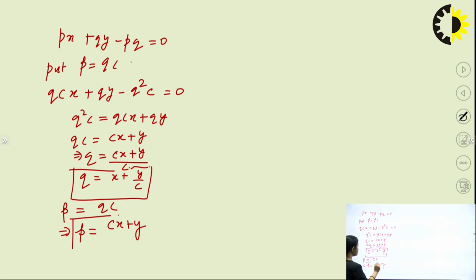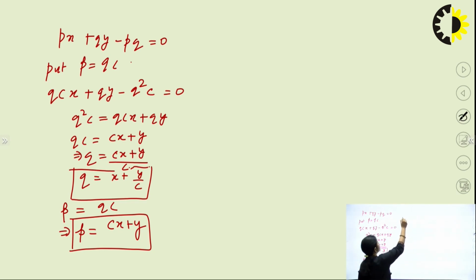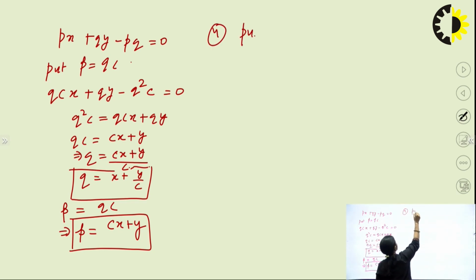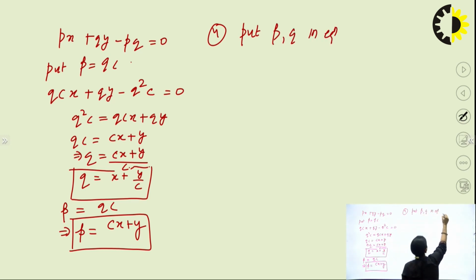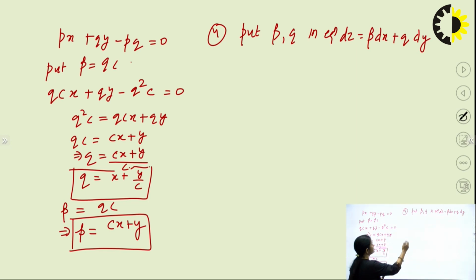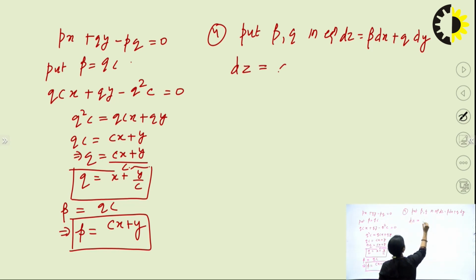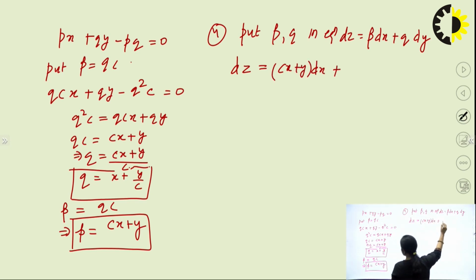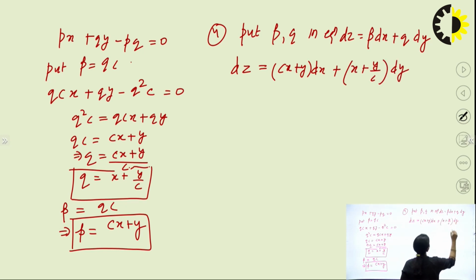Now the next step is to put p and q in the equation. The equation is dz is equal to p dx plus q dy. We have to put the value of p and q in this equation. So let us put it, we will get dz is equal to p, which is cx plus y, dx plus q, which is x plus y upon c, dy.